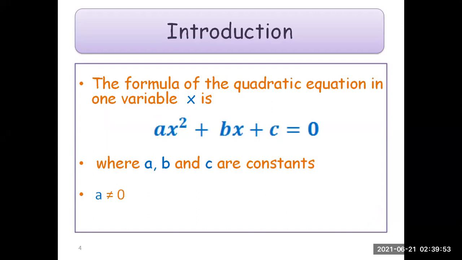This formula is in the form ax squared plus bx plus c equals 0, where, as you see here, this is our a, b, and c. They are the constants of this equation, and of course a is not equal to 0, to keep the degree of the equation at x squared. So the equation is of the second degree because we have x raised to the power 2.